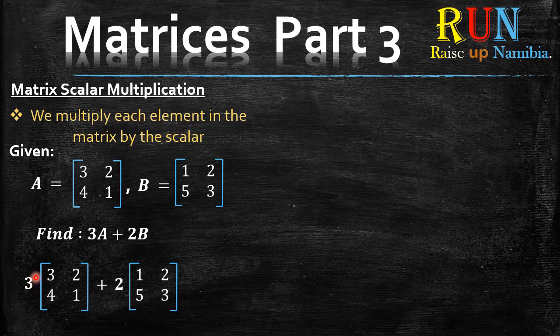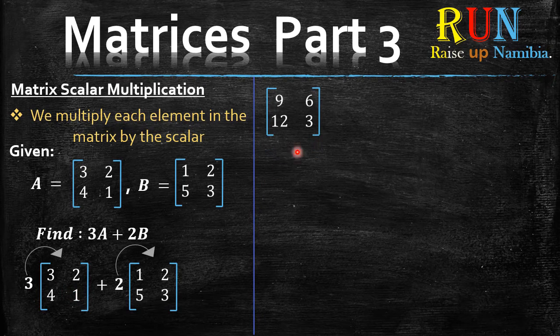Now, you multiply the scalars. Remember, the scalars in this case will be this 3 and this 2. You multiply the scalars within each of the matrices. So, if you multiply them out, what will you get? You will get these 2 matrices. Because 3 times 3 will give you 9, 3 times 2 will give you 6, 3 times 4 will give you 12, 3 times 1 will give you 3. While on the other side, 2 times 1 will give you 2, 2 times 2 will give you 4, 2 times 5 will give you 10, 2 times 3 will give you 6.